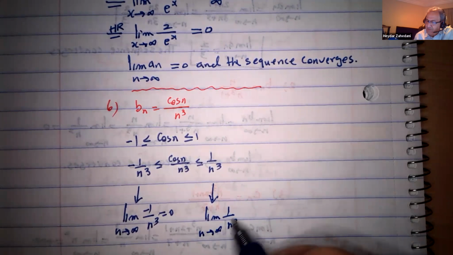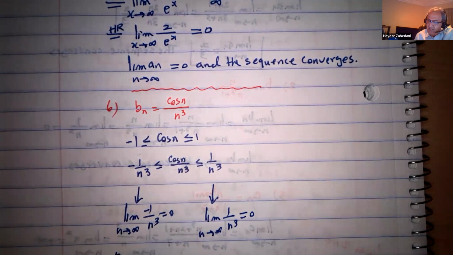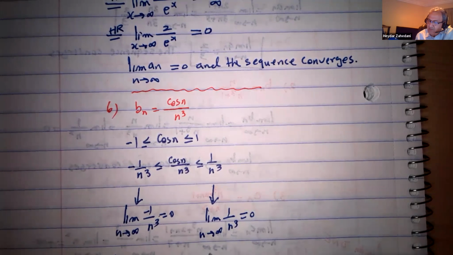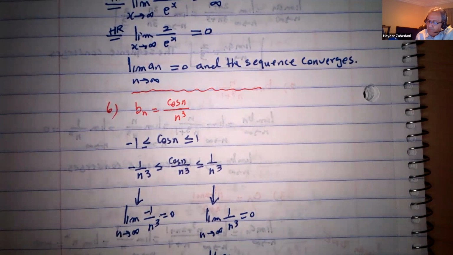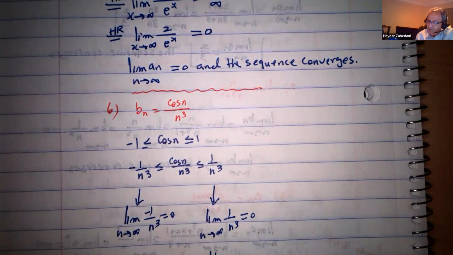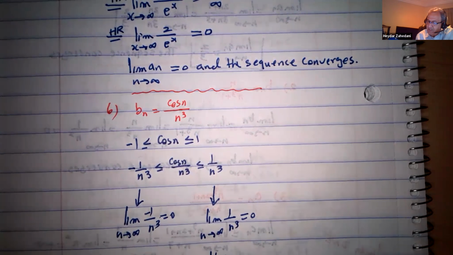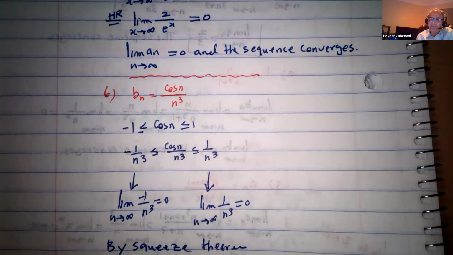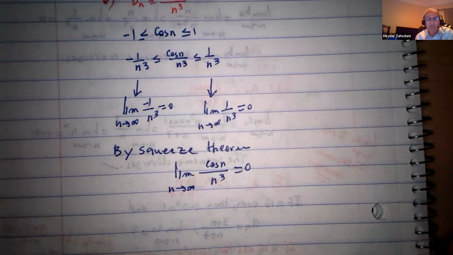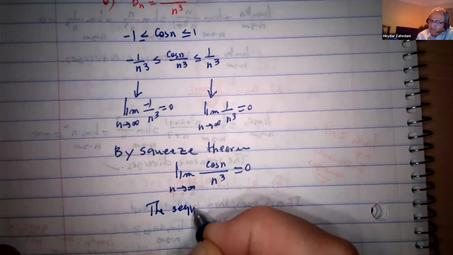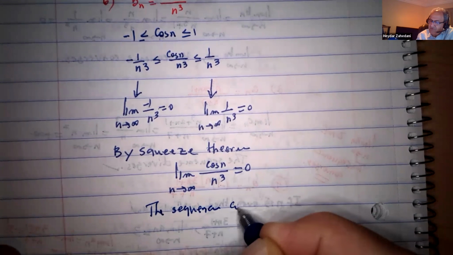As n goes to infinity, it would be 0. Now we can relate this by the squeeze theorem. The limit of the cosine of n over n cubed, as n goes to infinity, is equal to 0, and of course the sequence converges.